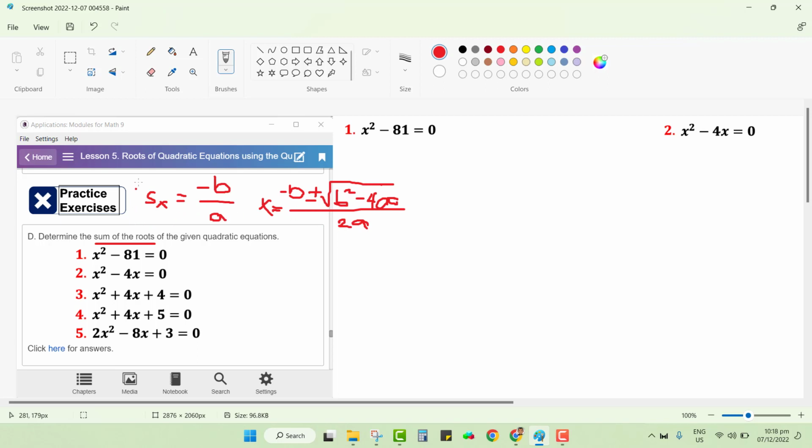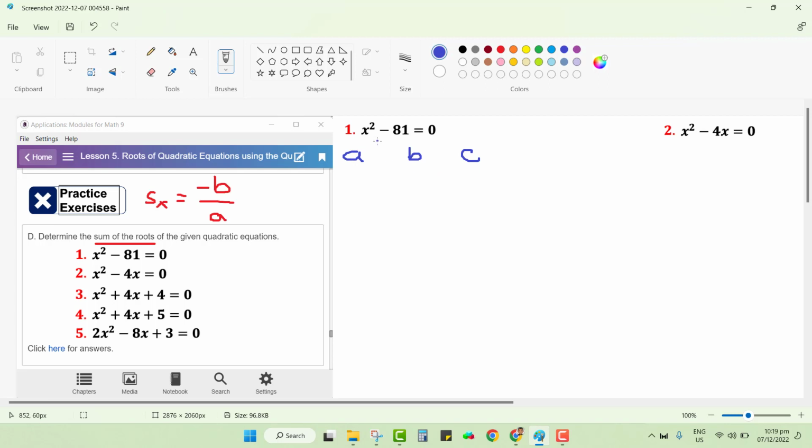This is now what we are going to use, that instead of having the roots first, we can automatically solve the sum of the roots of these given quadratic equations. The derivation may be given to you later in a separate video. But for this practice exercise, let us try to determine the sum of the roots of these 5 quadratic equations. Again, we simply use b and a coefficients in the standard form of quadratic equation. Hence, what needs to be done is first to identify the correct a, b, and c coefficients.